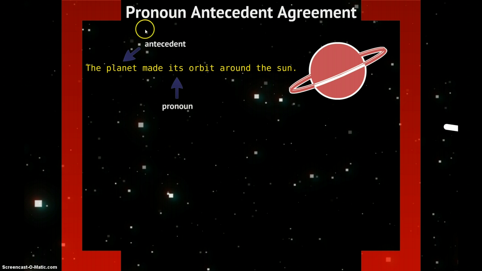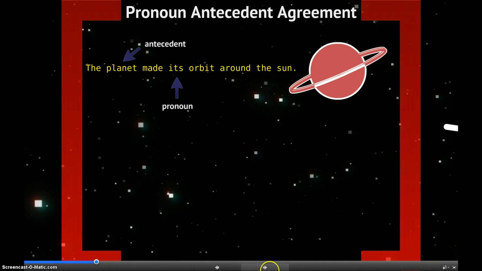It's called an antecedent. You see this prefix ante right there, it means before. So the pronoun and whatever it's referring to is called the antecedent. In this one, the planet made its orbit, the it is talking about the planet. Now, when we talk about agreement, we have to have our antecedent agree in number with our pronoun. So if we have a singular antecedent, like planet, we have to have a singular pronoun. It's pretty easy right here, but it can get more difficult.